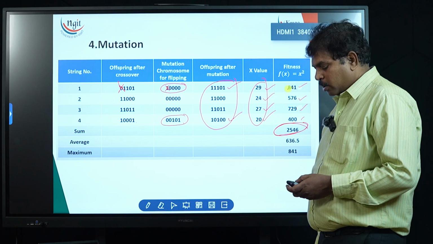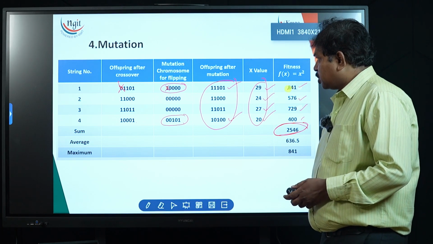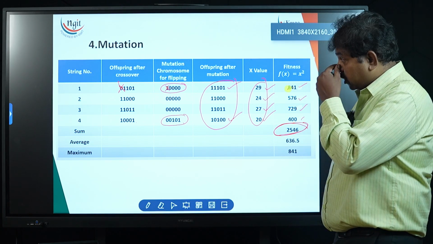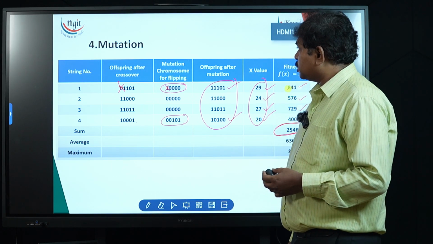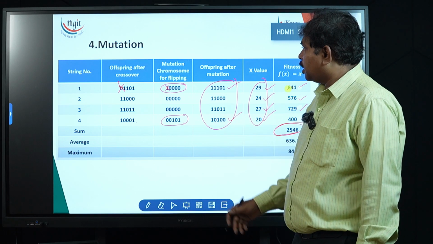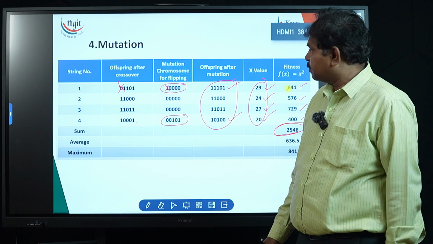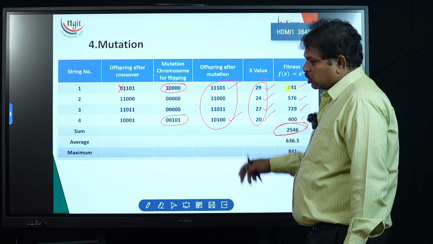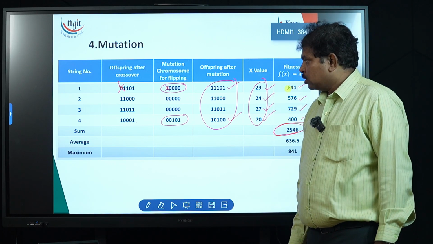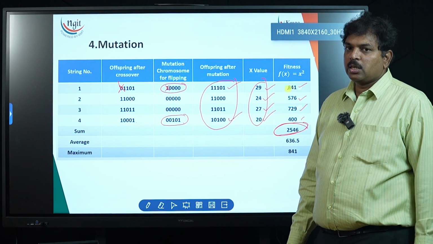Like this we have to follow the steps: selection of the samples, fitness of the solutions, crossover of the solutions, finding offsprings, mutating the offsprings, and finally finding the actual optimized solution. So this is how a genetic algorithm works.